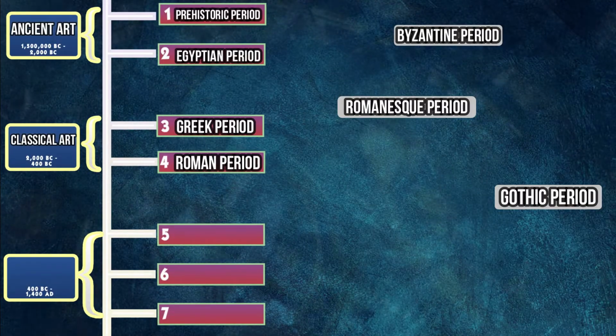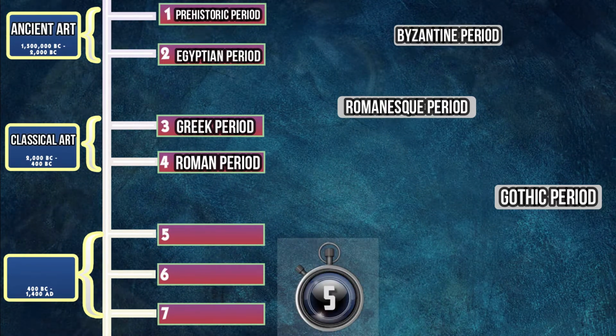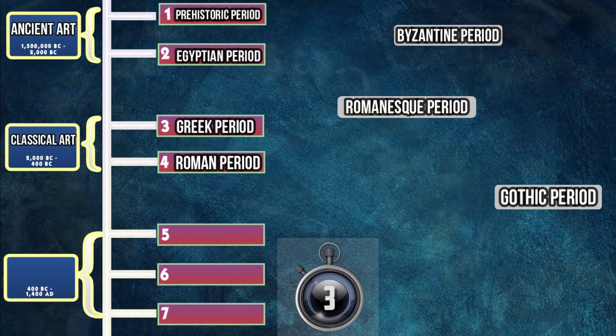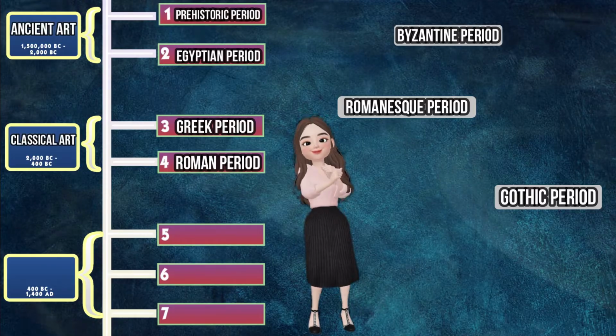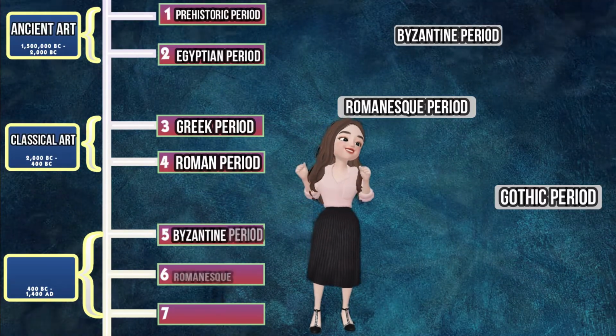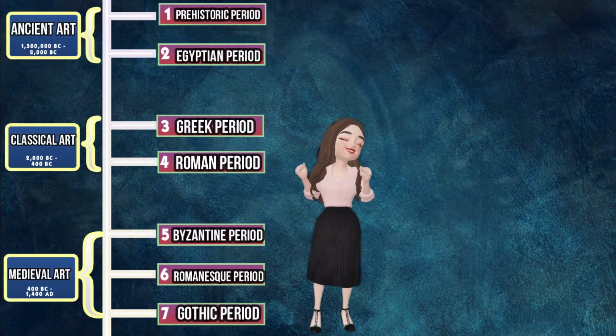Last, can you identify the period of arts in items 5, 6, and 7? That is correct! Byzantine, Romanesque, and Gothic periods of art were used throughout the medieval or Middle Ages. Let's travel to the medieval movement, the era that comprises many artistic styles and periods, including Byzantine, Romanesque, and Gothic.